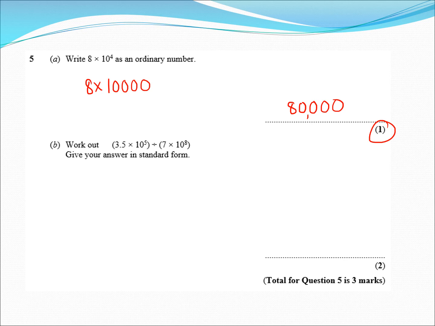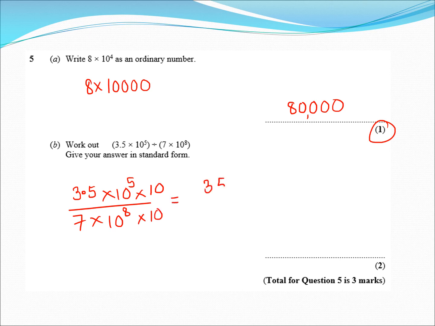The next part is saying work out 3.5 times 10 to the power of 5 divided by 7 times 10 to the power of 8. Give your answer in standard form. So what I can do is 3.5 times 10 to the power of 5 over 7 times 10 to the power of 8. Now I can remove the decimal from here by multiplying the top and the bottom by 10. So let's see what I get.